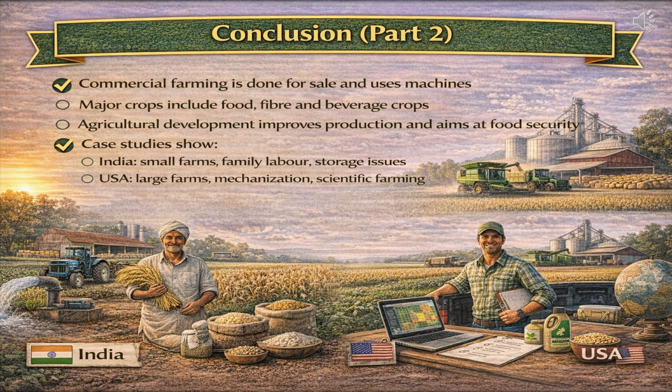To conclude, commercial farming is done for sale and uses machines. Major crops include food, fiber, and beverage crops. Agricultural development improves production and aims at food security. Case studies show India has small farms, while the USA has large mechanized farms.